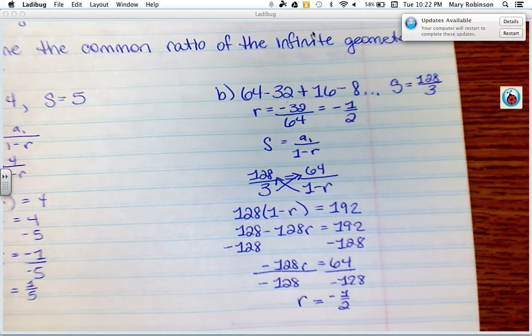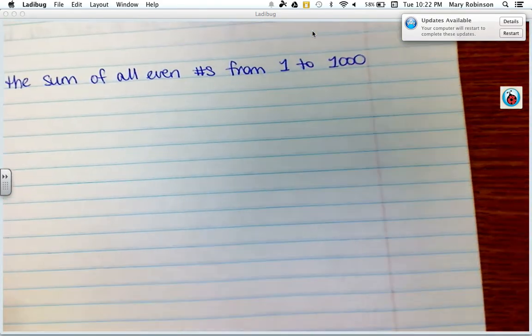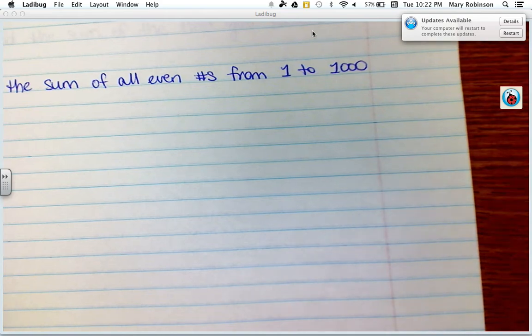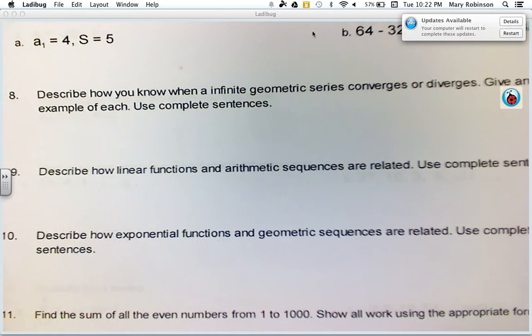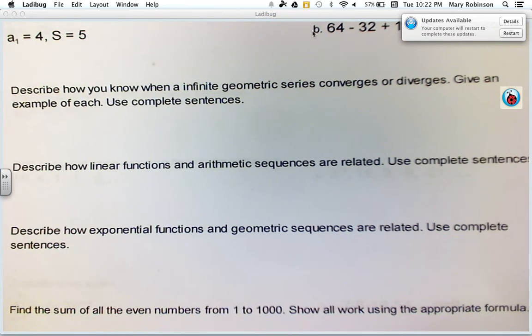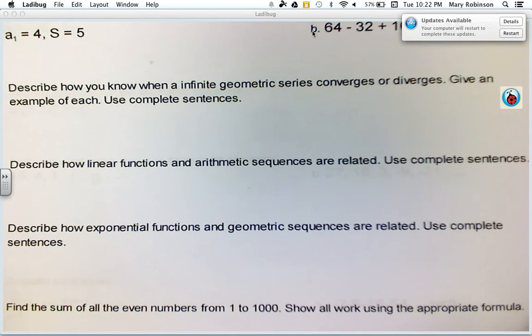So let's take a look at number 8. So in number 8, it says, describe how you know when an infinite geometric series converges or diverges. Give an example of each and use complete sentences. So how do you know if an infinite geometric series converges or diverges?